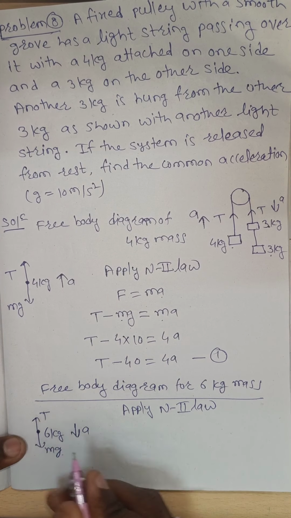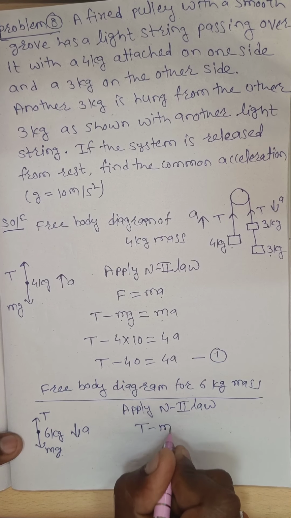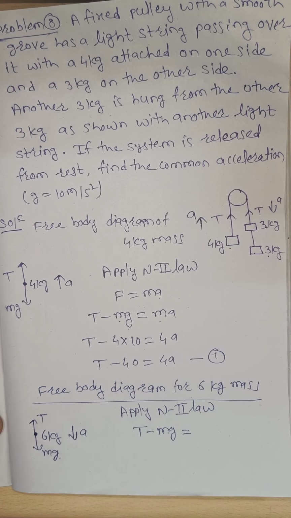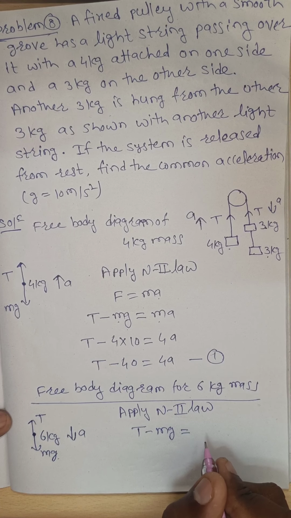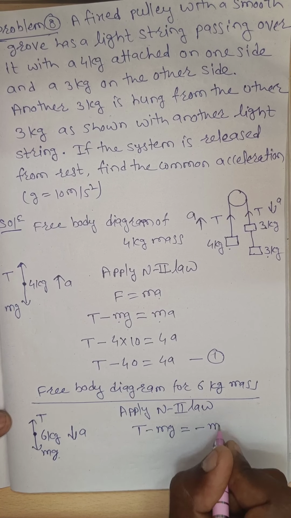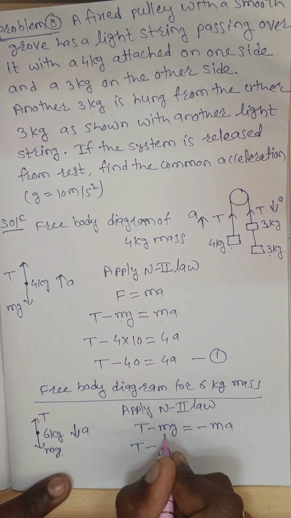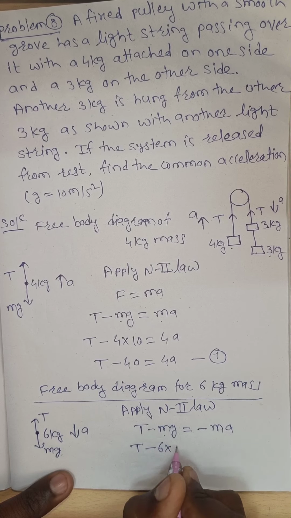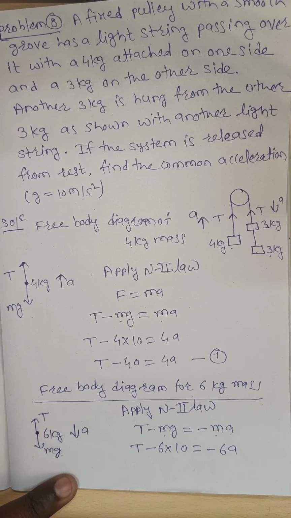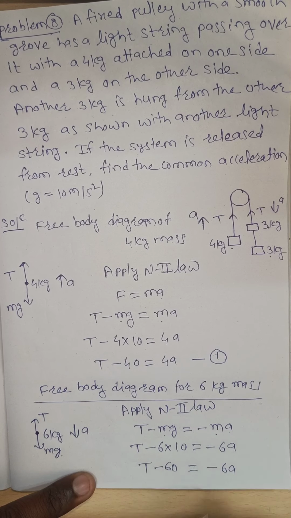In that case the net force is T in the upward direction and mg in the downward direction. Therefore T minus mg is equal to m times minus a, because the acceleration is in the downward direction, so it is minus a. Then we substitute all the values. T minus the mass, 6 kg, so 6 into the acceleration due to gravity, 10, is equal to minus mass 6 times acceleration a. From that, T minus 60 is equal to minus 6a.